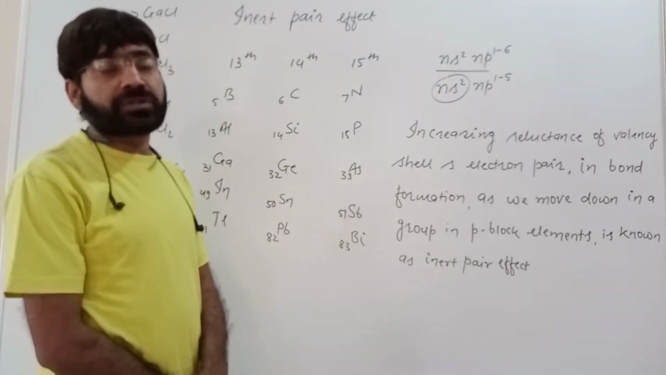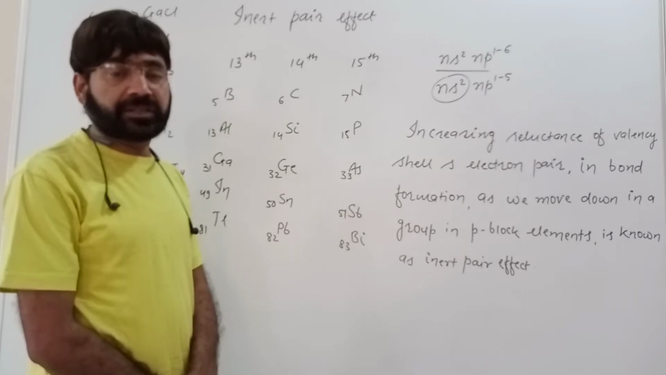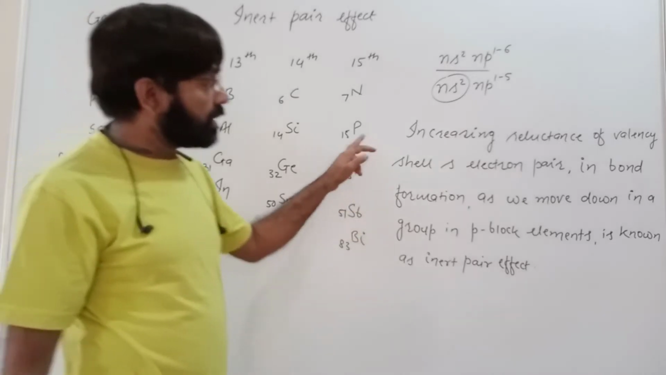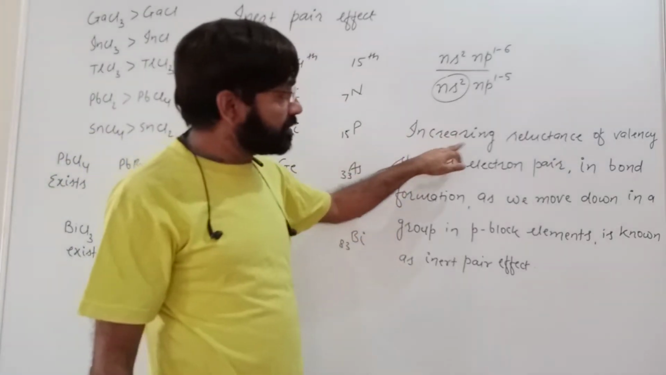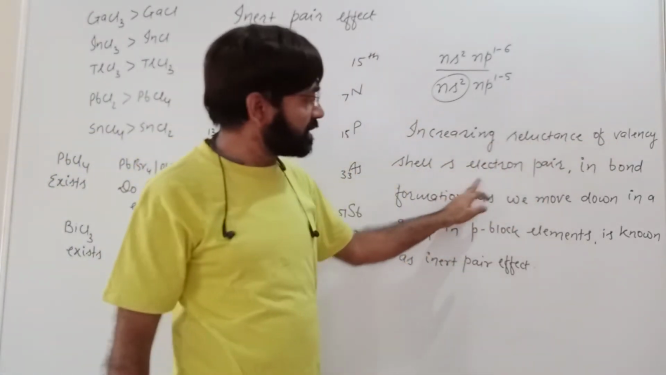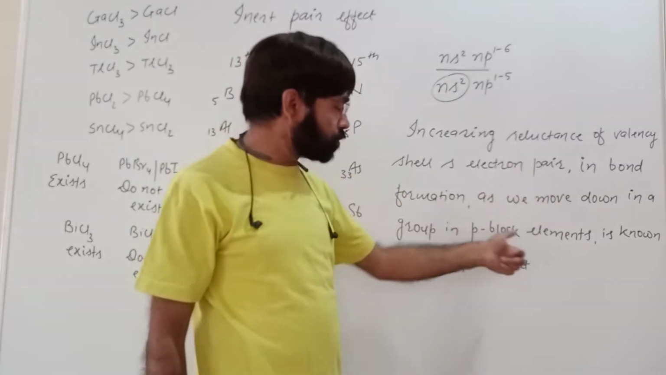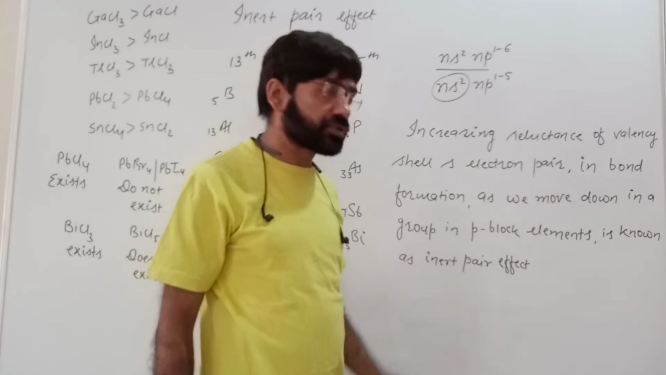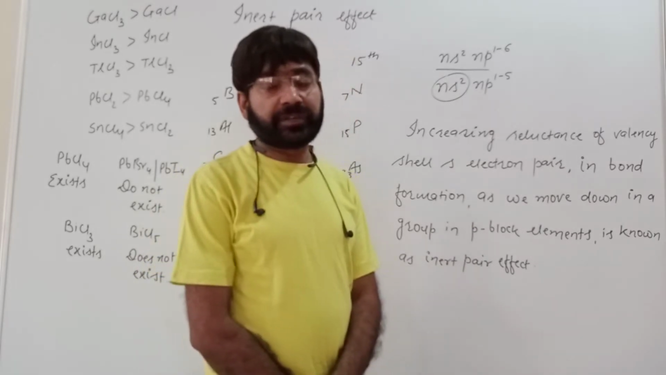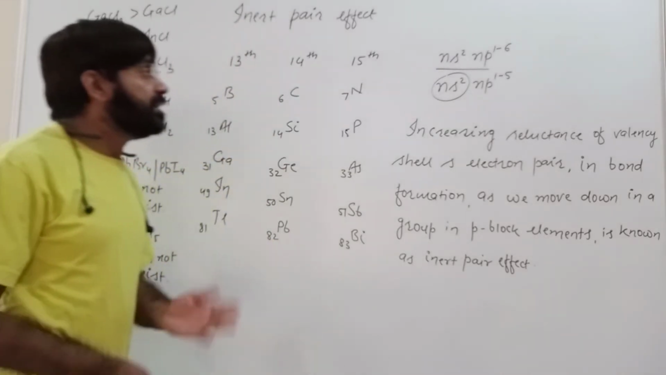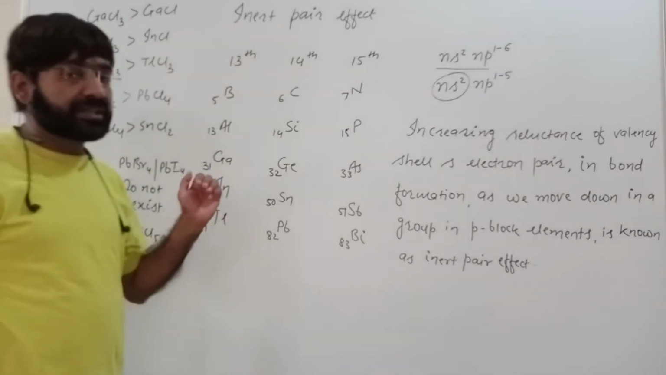So we say this is the inert pair effect. Is it clear to all of you? Once more I am defining: the increasing reluctance of the valency shell s electron pair in bond formation as we move down in a group in P block elements is known as the inert pair effect. Now we'll be going deep into the inert pair effect, its applications and all.